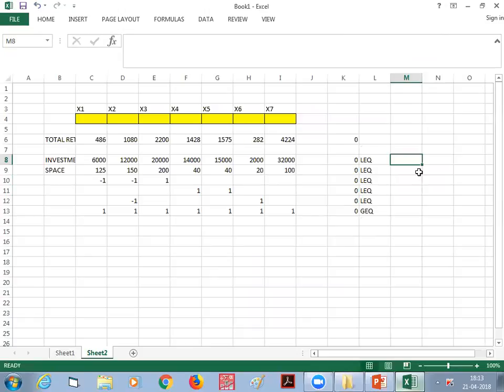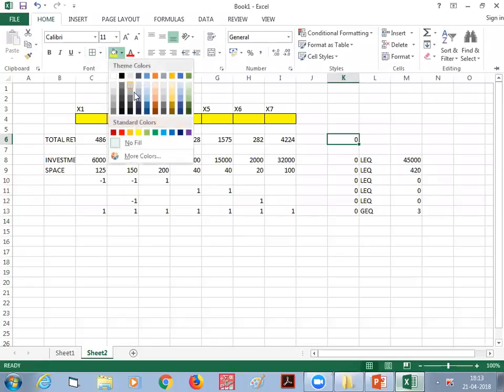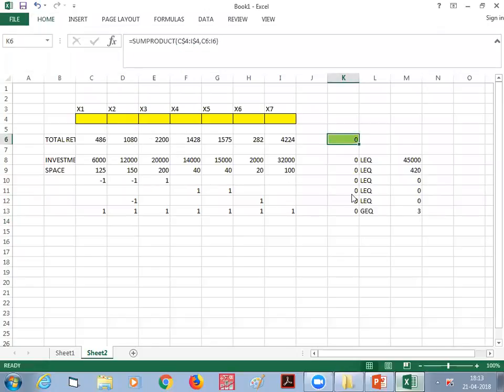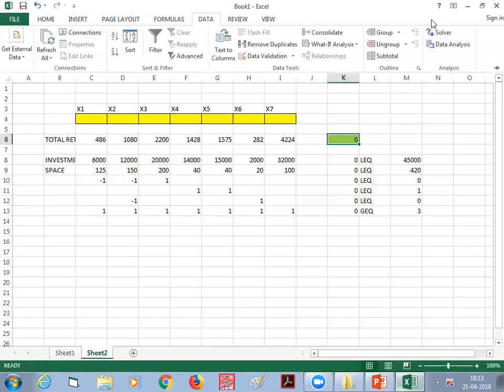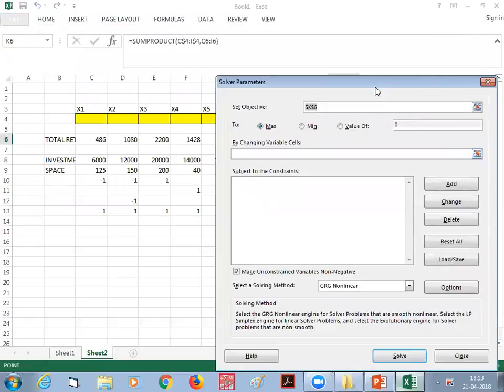Okay, this one is 45,000. This one is 420. All these are zeros. 0, 0, 0, 0. And this one is 1. Okay, we're ready. Okay, good. So we go to Solver.